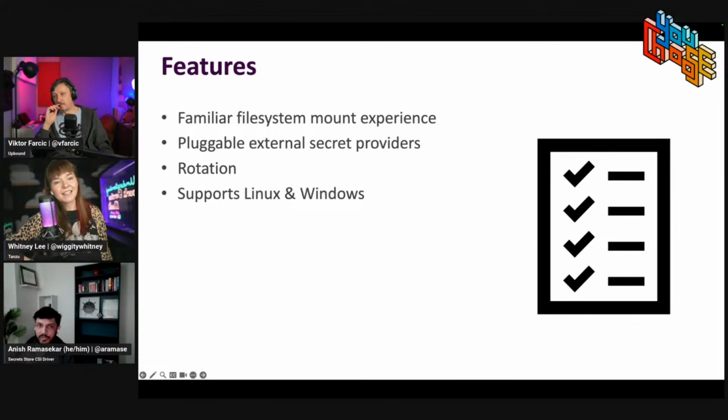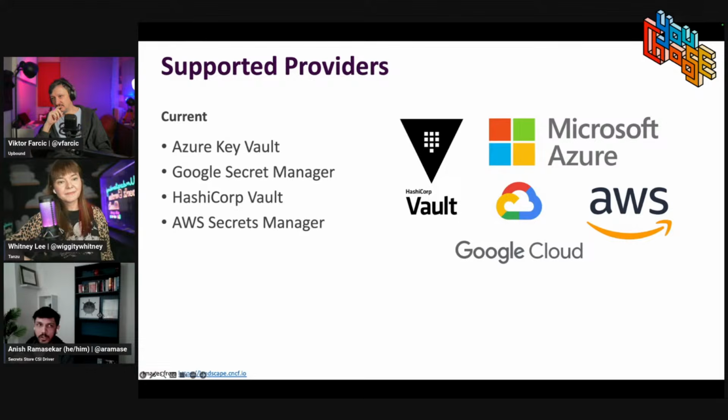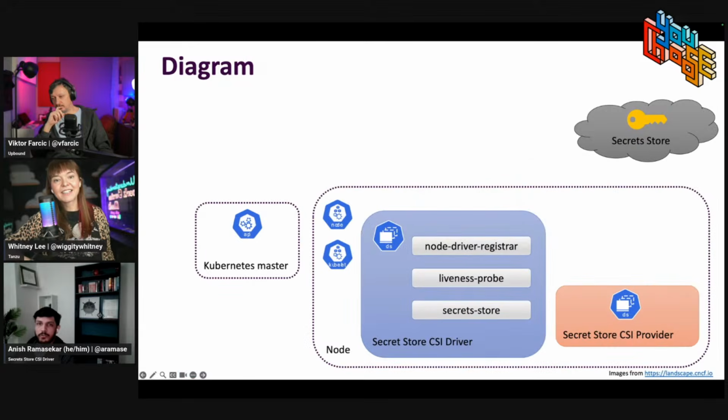And in terms of the features, we have a familiar file system mount experience for compute workloads. It's also pluggable and supports multiple external secrets providers. And then it has support for rotation, which means if your secrets are rotated in the external store, it will automatically get rotated here. It also supports both Linux and Windows. And in terms of the supported providers that we have today, we have the big four that Victor talked about. In addition to this, we also have PRs open to add Keyless and Alibaba and other providers.